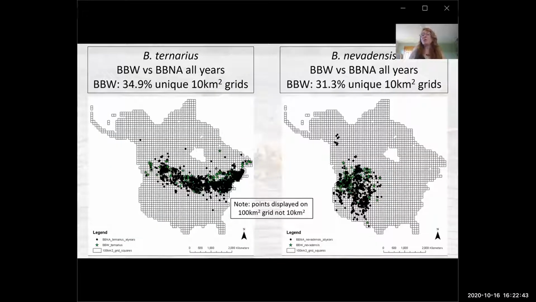This is an example for Bombus ternarius and Bombus bimaculatus. In both cases, we look at all years. There are unique grids, but a third of the unique grids are due to Bumblebee Watch alone. So there are grids where there are just green stars and not black circles.